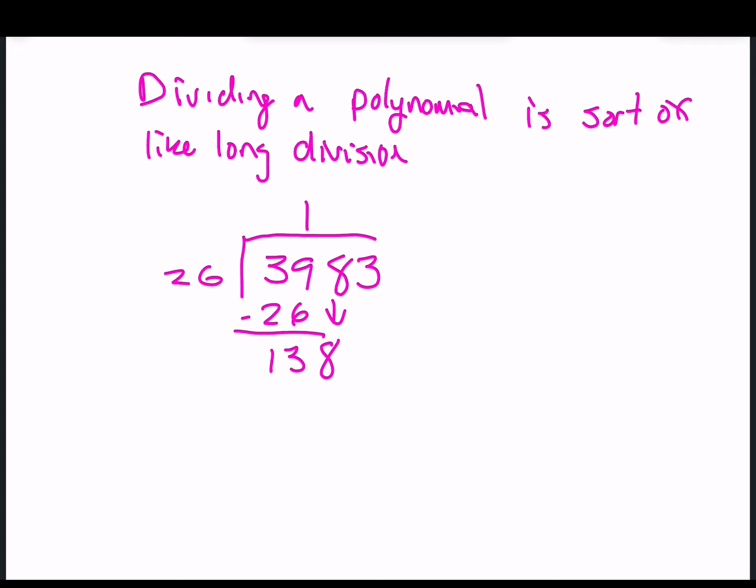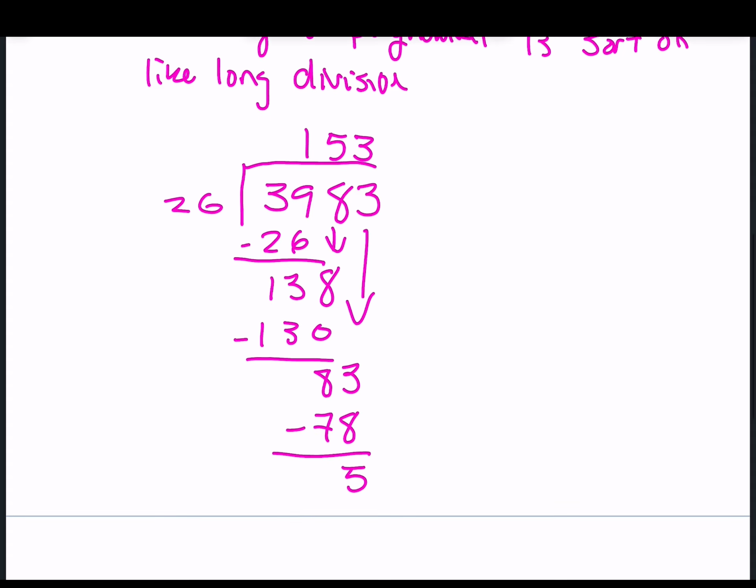We'll bring down our 8. How many times will 26 go into 138? Well, it will go in 5 times, and so now we multiply 26 times 5. 26 times 5 is 130, so we subtract off 130, and we're left with 8, and then we bring down our 3. How many times will 26 go into 83? It will go in 3 times, and then we do 26 times 3. 26 times 3 is 78, and so we can subtract 78 from 83, and that leaves us with 5. This last number is called our remainder.